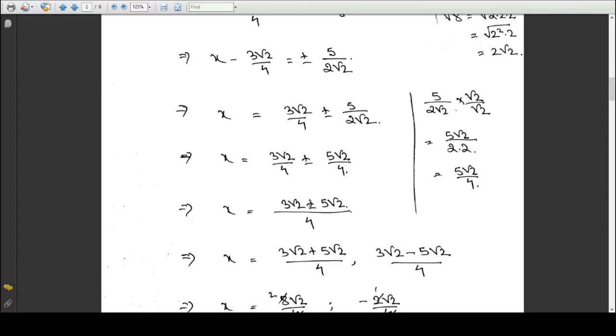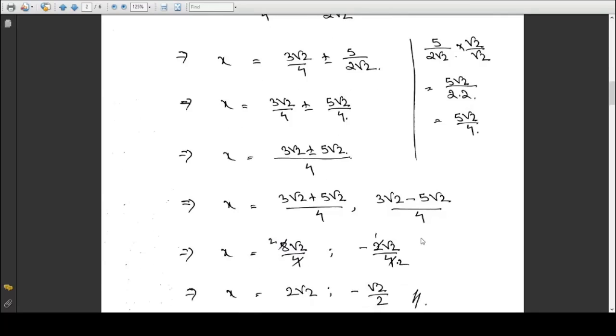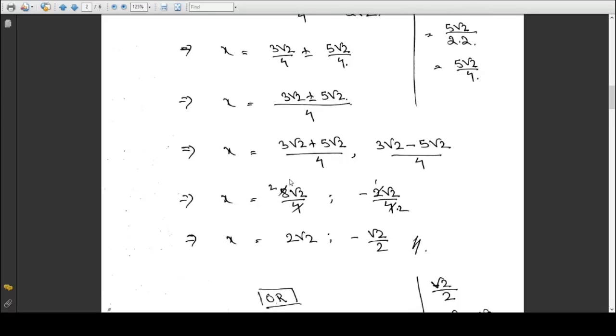Then one you take with plus sign, the other we take with minus sign. That means x will be 3 root 2 plus 5 root 2 by 4. The other will be with minus sign, and that is 3 root 2 minus 5 root 2 by 4. Now 3 root 2 plus 5 root 2 you will get how many root 2? You will get 8 root 2 by 4, and here 5 minus 3, there is 2 root 2, sign minus is greater, there is minus 2 root 2 by 4. On cancelling, 4 2s are 8, 4 1s are 4, that means we will get only 2 root 2 here. On the second value of x you will have cancelling 2 and 4, 2 2s are 4, 2 1s are 2, that means minus root 2 by 2.